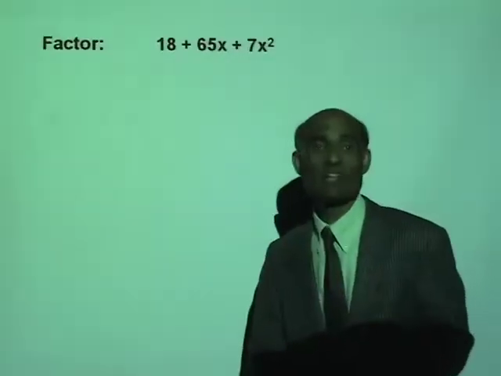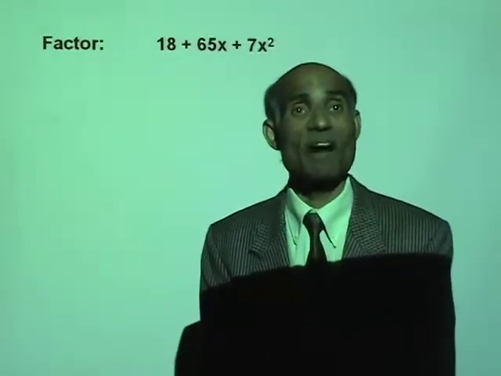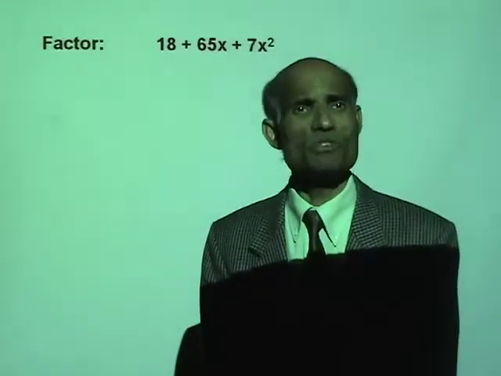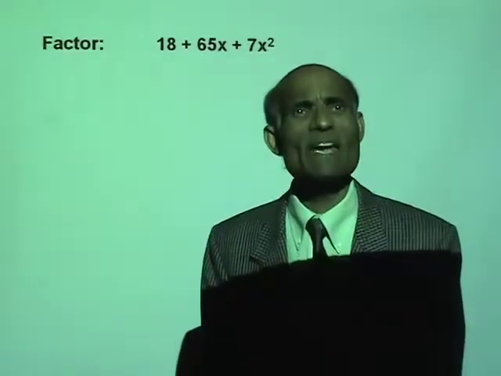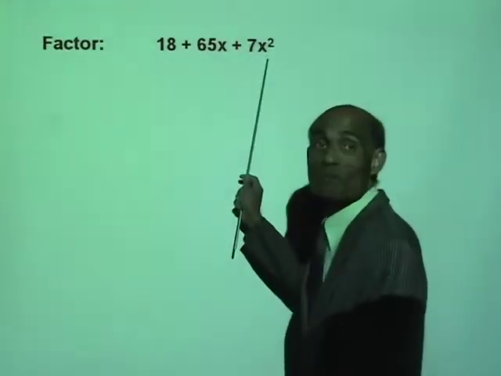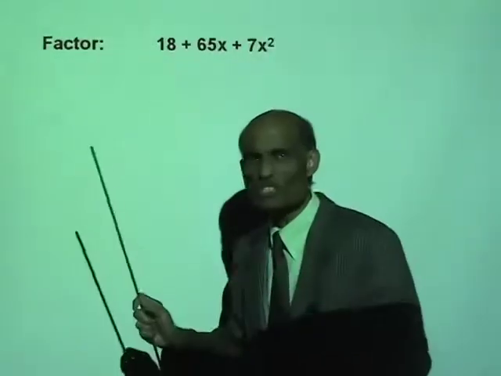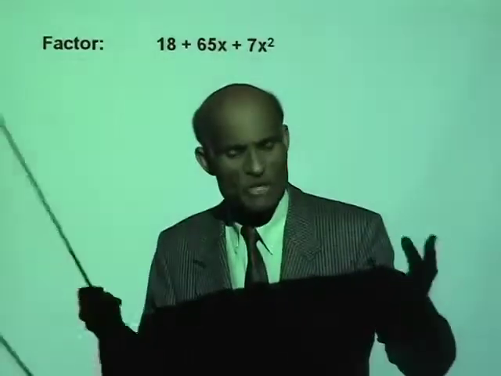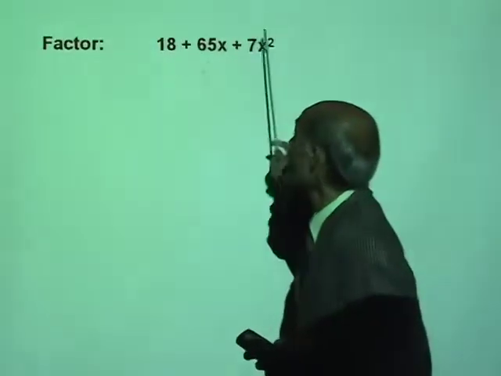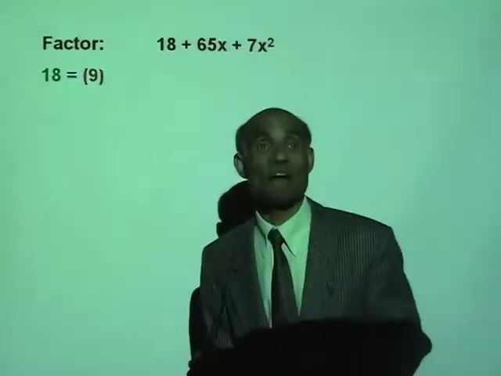Okay, let's try another one. Factor 18 plus 65x plus 7x squared. Do you find something funny the way I wrote it? Well, normally the term with x squared is the first term. Now here I wrote the constant term as the first term. Does it make any difference? Really not. Our first term here is 18, last term is 7x squared, and the middle term is 65x.